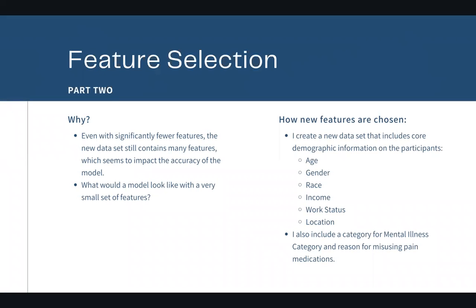So let's talk a little bit about how I trimmed down the data set. With the considerations from the first random forest from the Boruta package data set, I wanted to know what a revised random forest would look like with a smaller set of features. I tried several variations. I worked for a couple of weeks trying to trim down the data set and trying different models and running the random forest with different sets of data. Almost all of the models ran with 100% accuracy, except for the one with these variables. The variables that I ended up settling on were age, gender, race, income, work status, and location. I also included a category for mental health or mental illness, and a reason for misusing pain medications.